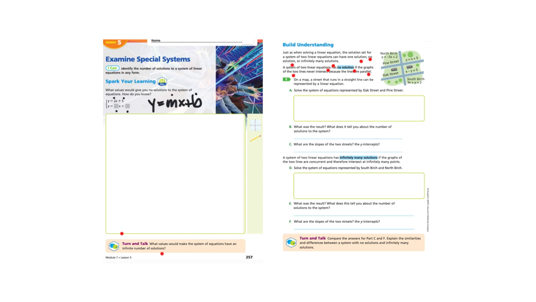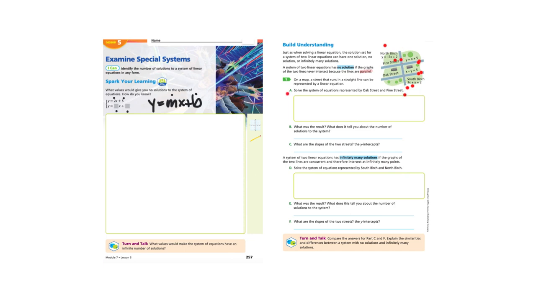So that's really important. One of the things that you've learned is that most of the time you have lines that intersect, but if they don't intersect, it's because those lines are parallel. And that's important for this lesson especially. So let's keep going. It says on a map, so here's the map they're looking at. A street that runs in a straight line can be represented by a linear equation, and they've given you some equations, one here, this is for pine, this is for oak, this is for south birch, and then this part up here is for north birch, but you can see birch is just one line.